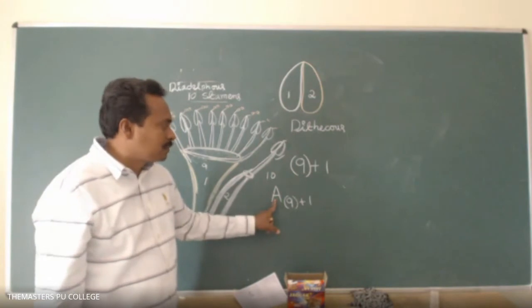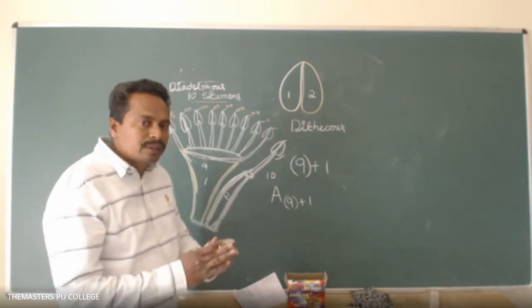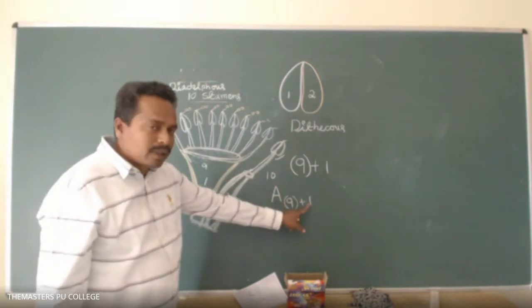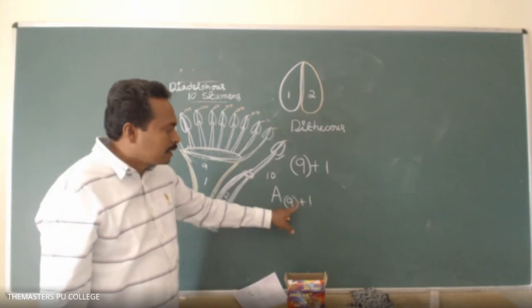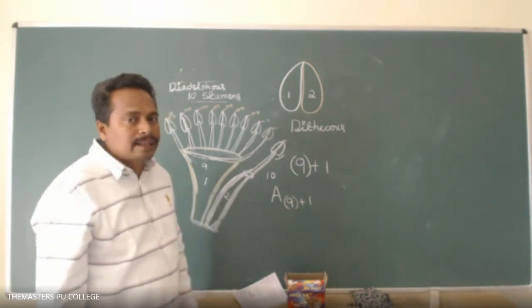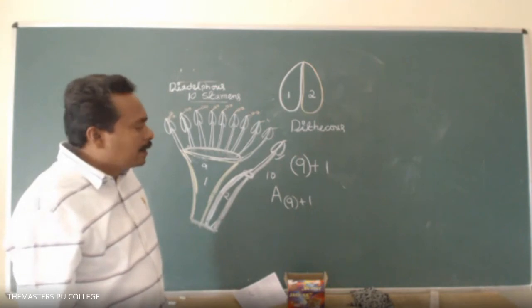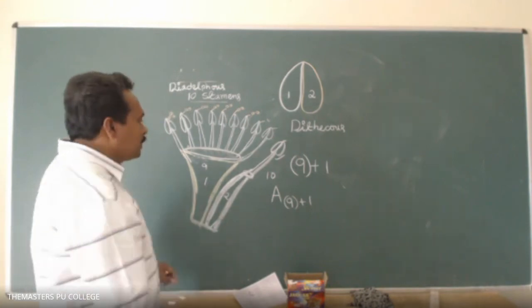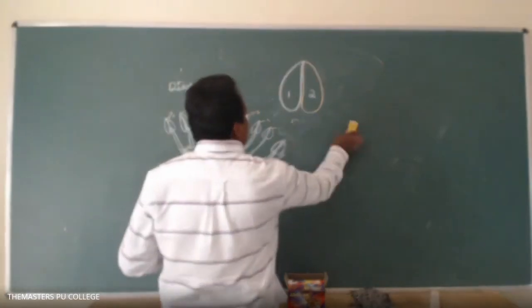Androecium consists of 10 stamens. Among the 10 stamens, 9 are fused and the remaining one is free. So this arrangement is called the 9 plus 1 arrangement. So, 9 plus 1 androecium. A, 9 in brackets plus 1, androecium is present in which family?